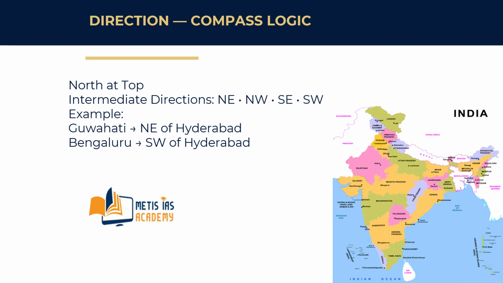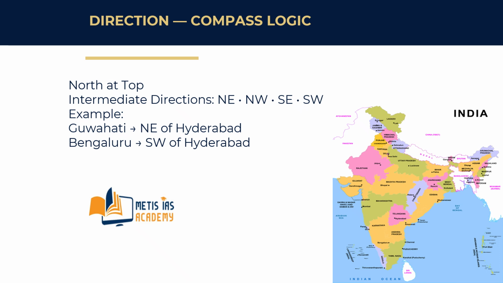So, when UPSC asks in which direction is one city from another, they are testing compass logic, not memory. Also, remember intermediate directions. Those are northeast, northwest, southeast, southwest. These small details help in elimination.